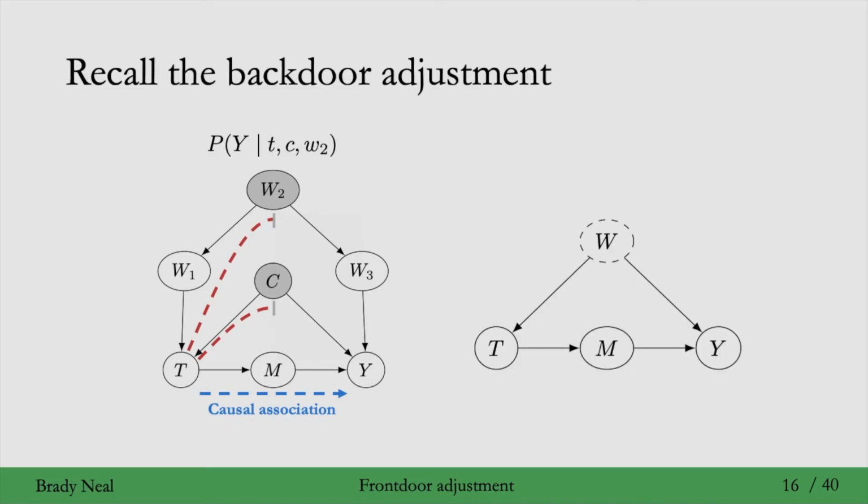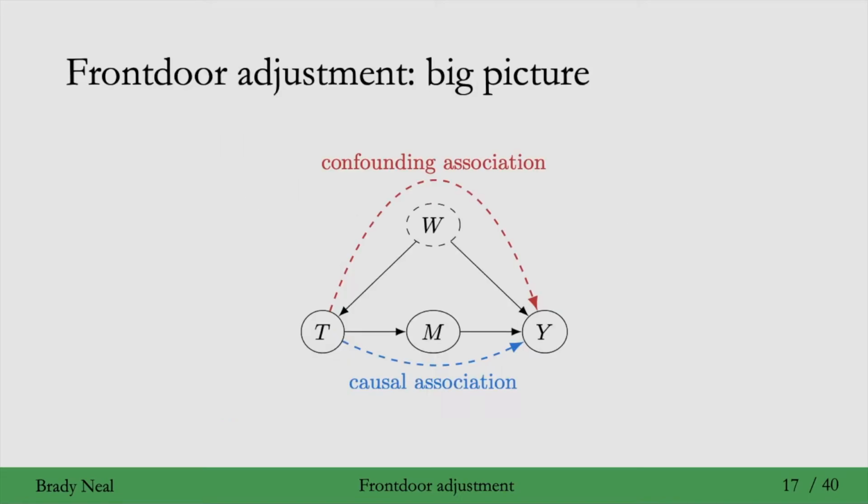But what about this graph, where W is unobserved, so we can't condition on W here? We can't block that backdoor path. Can we still identify the causal effect of T on Y if this is the causal graph and we haven't observed W? It turns out that we can using the Frontdoor Adjustment. So in this graph, we have causal association flowing along the directed path, T to M to Y, and we have non-causal association, or confounding association, flowing along the backdoor path T to W to Y.